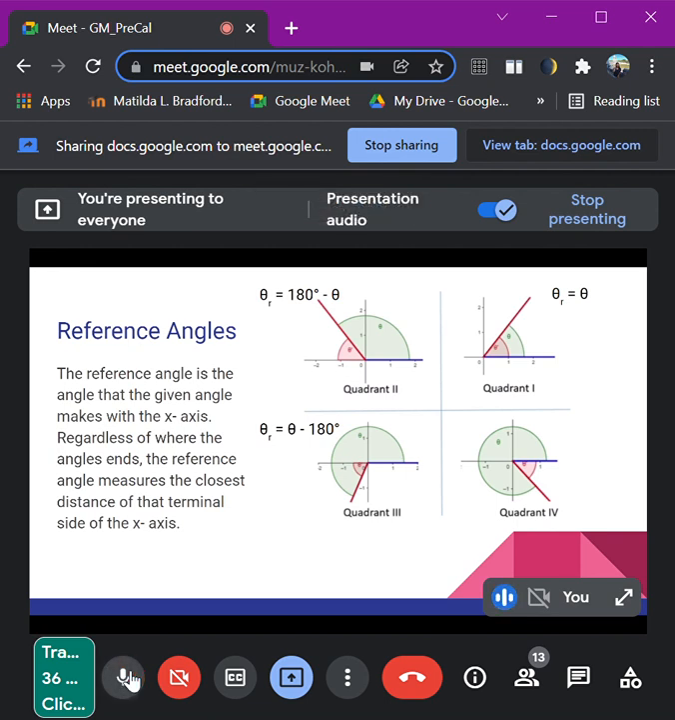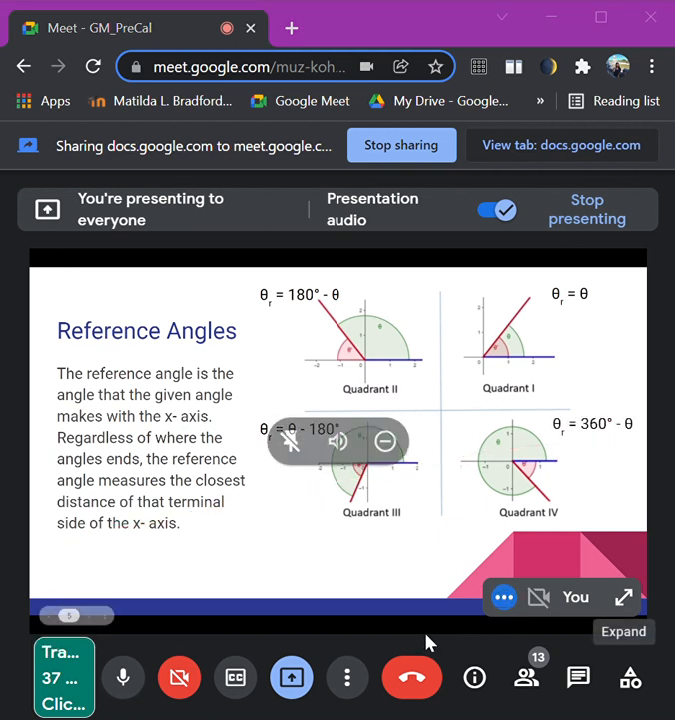Now, for quadrant 4, class, it is different. Here, the initial side is still the same, starting at the positive x-axis, which is standard. Then it rotates and ends here. So the reference angle is this one, the remaining part, because it is closer to the x-axis. For the formula, since it made one full rotation, we use 360 degrees. Sorry, 360 degrees minus theta, or your given angle. Okay?